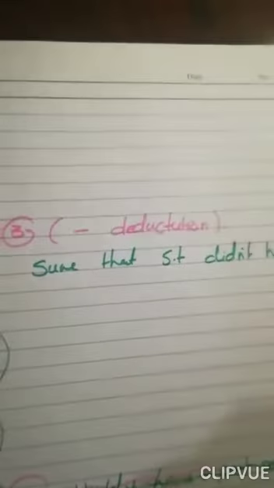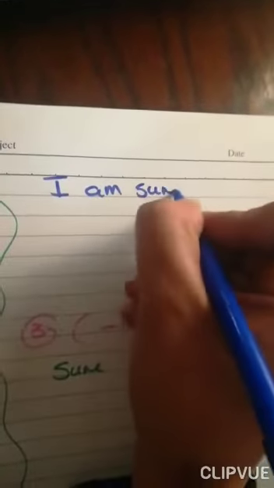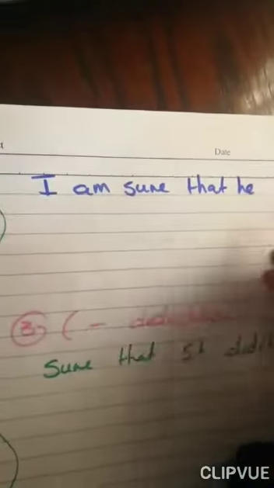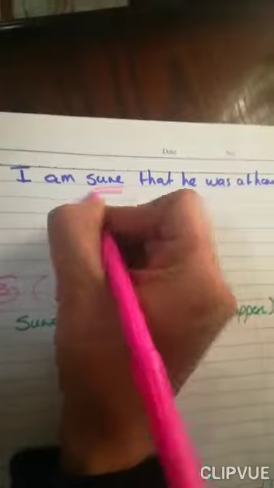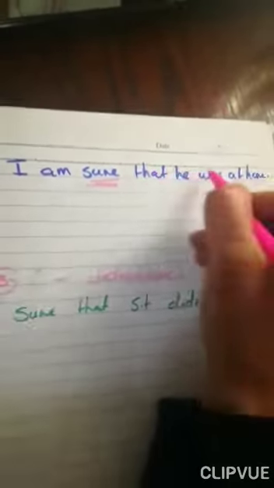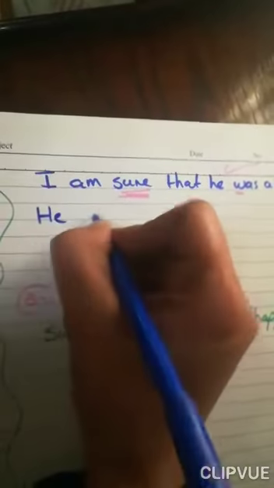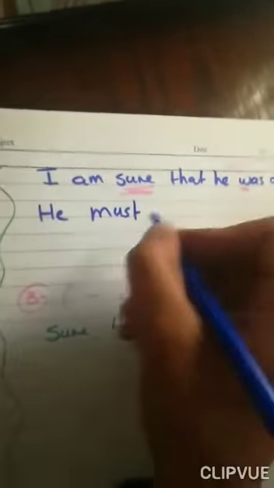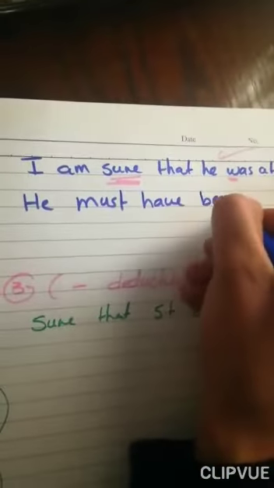Let's have a look at the example. We said previously, I'm not sure if he was at home. What if I write a sentence like this: I am sure that he was at home. I'm going to look for clues. Sure, and we don't have a negative, so it's positive. I'll use must: He must have been at home.